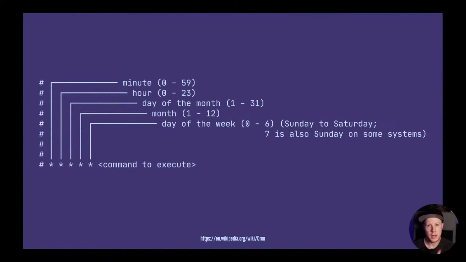Going from left to right, the five stars: minute, representing the minute of the hour, then the hour of the day, then the day of the month, the month of the year, and the day of the week. If you're using the day of the week, some systems will consider 7 as Sunday, but the general rule is that you go 0 through 6, Sunday through Saturday. Some systems also support a sixth positional parameter, which is the year. And then, of course, you've got the command to execute. Sometimes you'll also see a username in there.